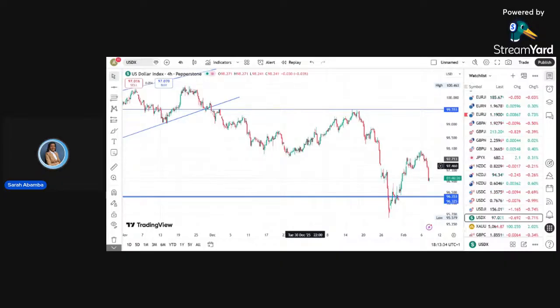I believe this is clear. A broken support is a resistance. A broken resistance is a support. I believe this part is clear. Okay, so for this one, is it clear, before I go to the next thing?